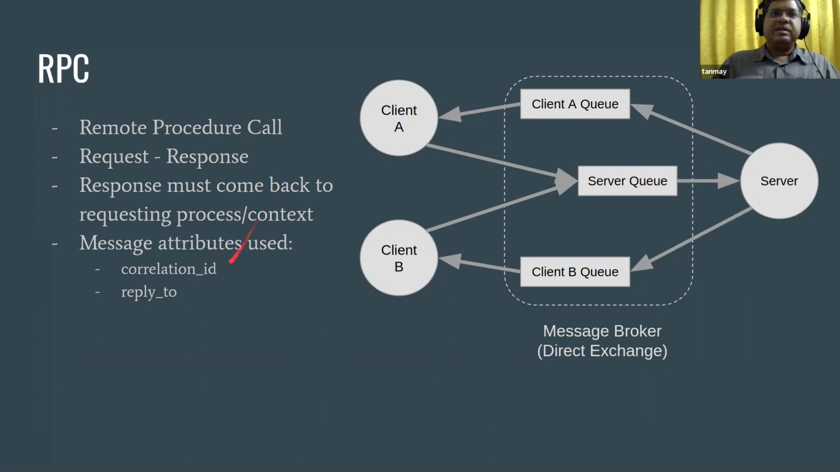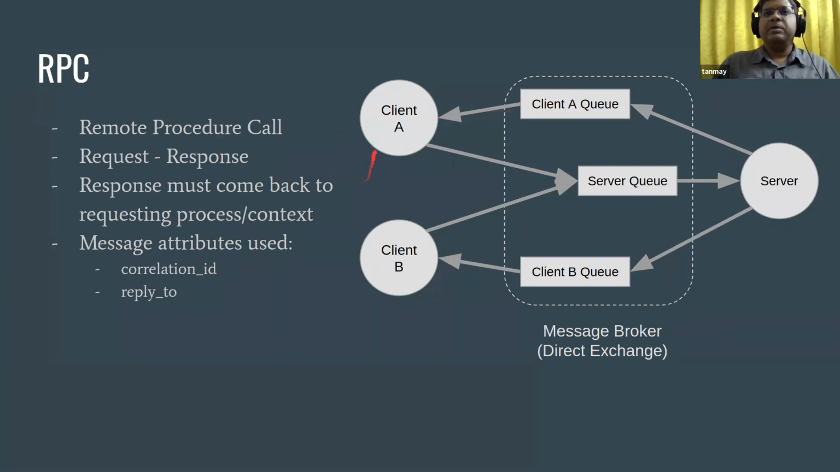But what the client does is the client sets two attributes in each message. One is the reply to address, where it sends a routing key or a queue name to which the server must send a reply. So when a server is responding, it will attach that routing key, or it will send to that queue, so that it comes back to the same client. The client can also attach another attribute called the correlation ID, which the server just copies back to the response. So correlation ID is like a message ID.